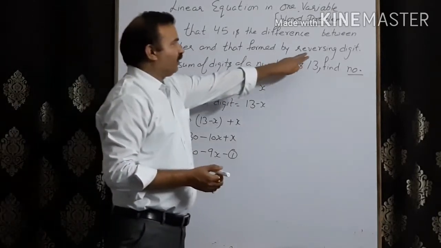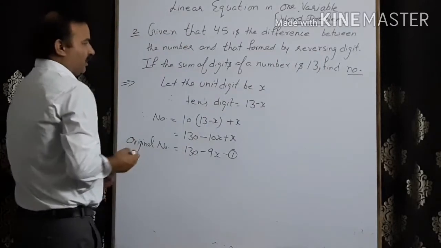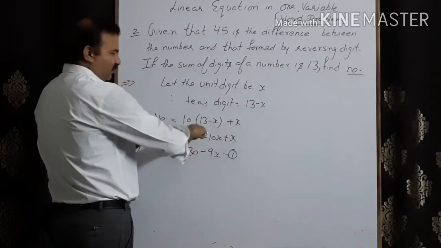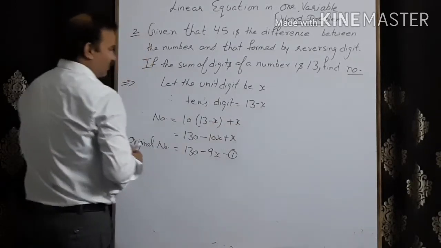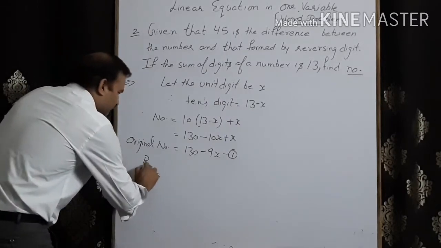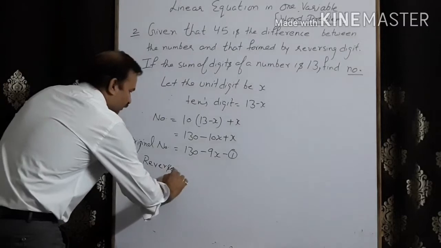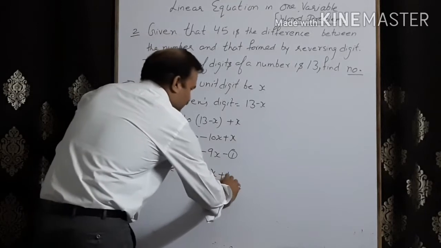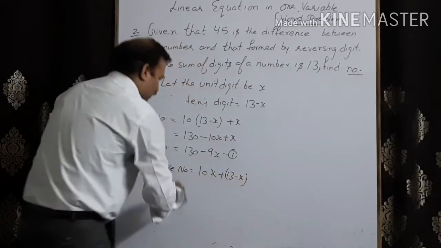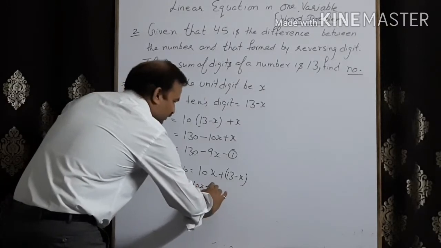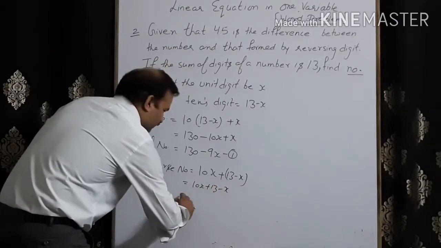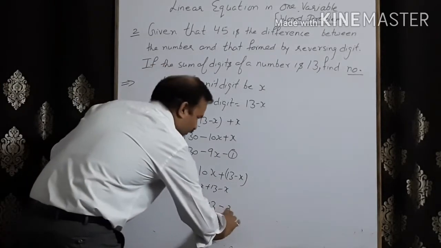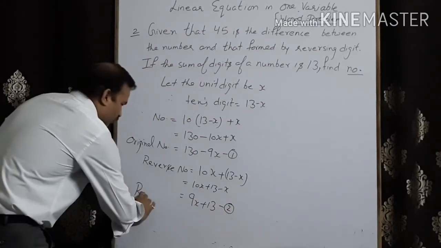Now we want the number which is the reverse of it. When we reverse the number, the unit digit comes in place of tens, and the tens digit goes in place of unit. So the reverse number is 10 multiplied by x plus 13 minus x. This will become 10x plus 13 minus x. So 10x minus x will become 9x, giving 9x plus 13. This is the reverse number.